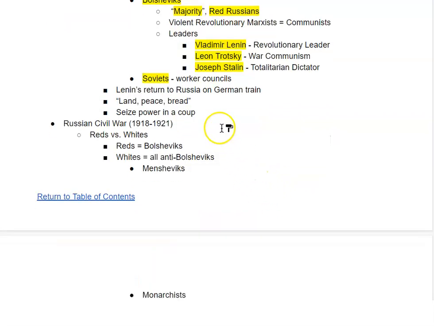using the famous slogan, land, peace, bread, meaning that they would take land and in theory distribute it from the nobles, the boyars, the large landowning nobility of Russia, and distribute it to the peasants. Peace, they would end World War I, and bread, they would forcibly and socialistically take food produced by farmers, peasants, the agricultural workers, and forcibly send it to the cities to end some of the food shortages.